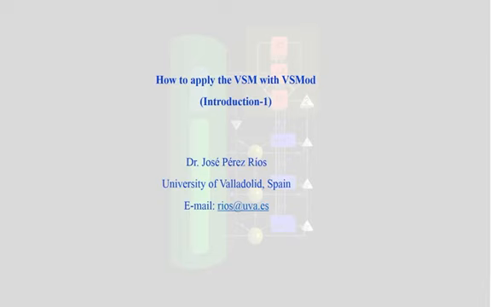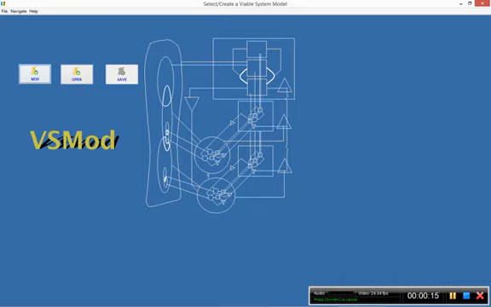Hello everybody. This short presentation has the purpose of showing how to start using the vsmod software to apply the viable system model to study any organization. The vsmod software is a software created, among other goals, to facilitate the application of Beer's viable system model.